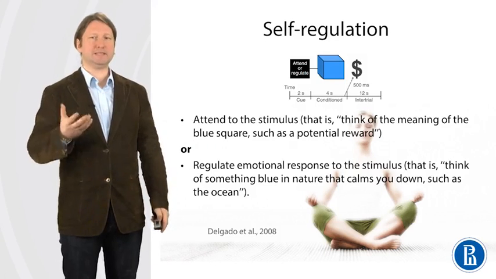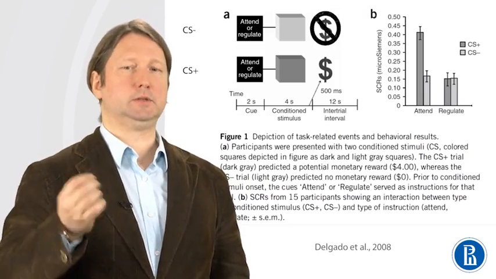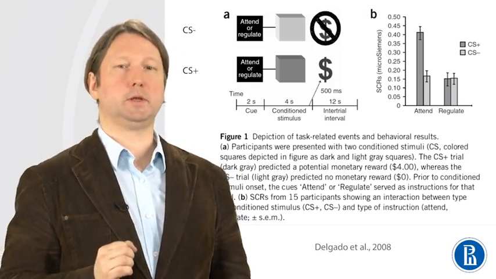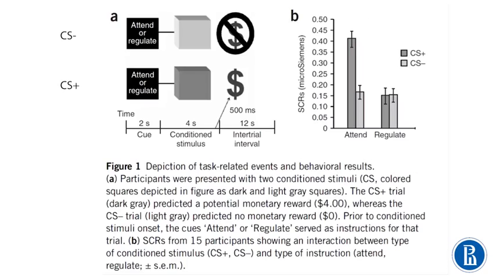So let's look into the details of this experiment. Here you see two different cues, and one cue predicted a monetary outcome, another one predicted no monetary outcome. And subjects attended two different conditions. In one condition, they attended to the aspects of the cue related to the prediction of the monetary reward. In the self-control condition, they tried to focus on the relaxing aspects of the cue, for example, on something in nature related to the color of the cue. For example, they thought about the ocean.